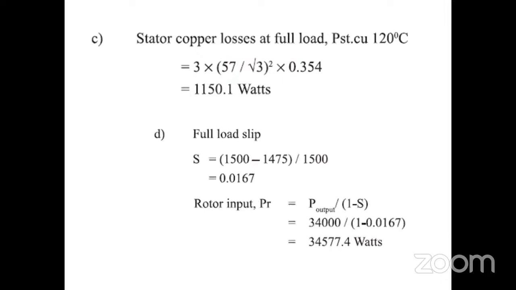What is that full load slip? Slip we can find it easily, sir. 1500 minus 1478 divided by 1500. NS minus N divided by NS. The slip will be always in fractions, sir. 0.0167. It has no units at all, sir, because the numerator is in RPM, the denominator is also in RPM, so it will be a mere number.